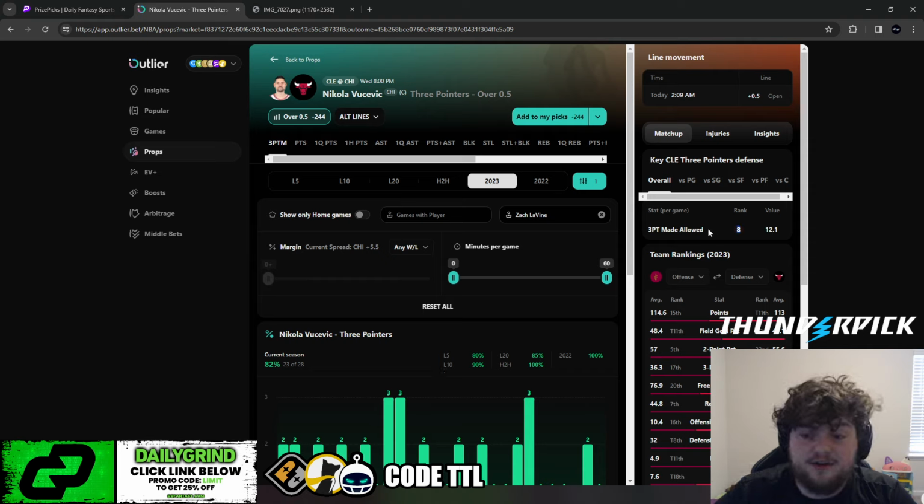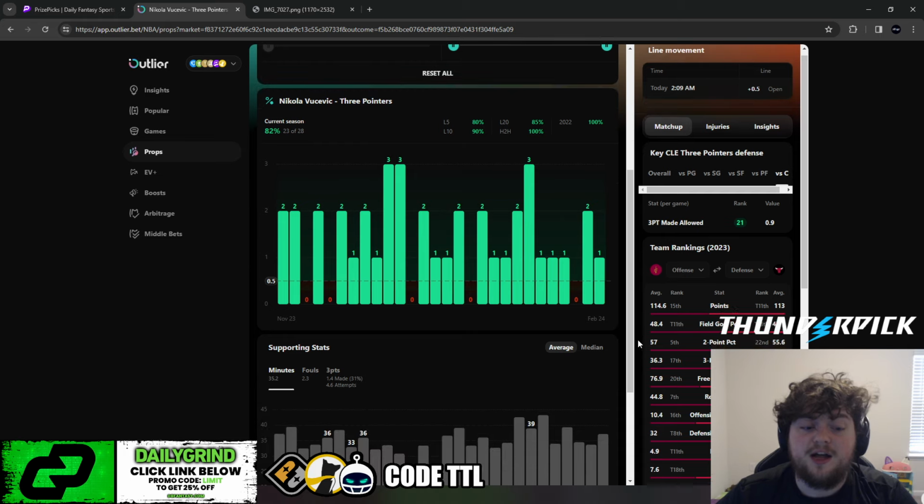They're 8th in 3-pointers made allowed. And versus centers, they're 21st, though. So that's what we like looking at. We like looking at the positional defense, not just overall. Obviously, you consider both of those. But centers, they're 21st in the league for 3-pointers allowed to centers. So I really like this.